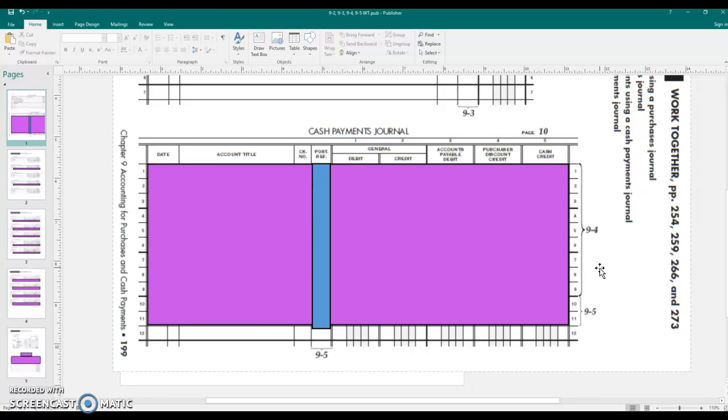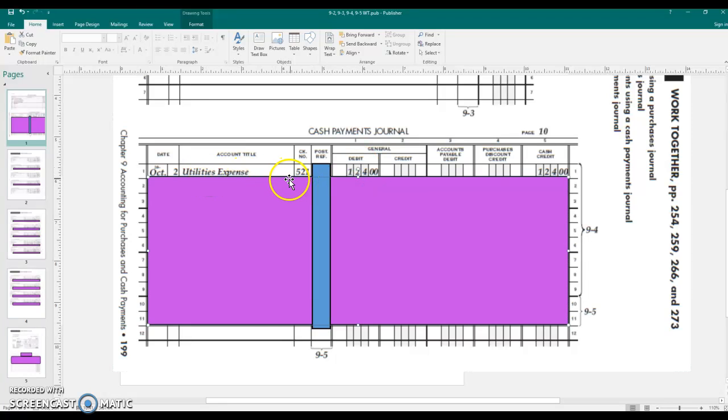So October 2nd, first of all, we are on cash payments journal page number 10. I'm sorry, I said petty cash, I am so sorry. Cash payments journal number 10. First one, October 2nd, wrote a check to Bilton Communications for telephone bill. We're going to have October 2nd, utilities expense, $521 for the check number.